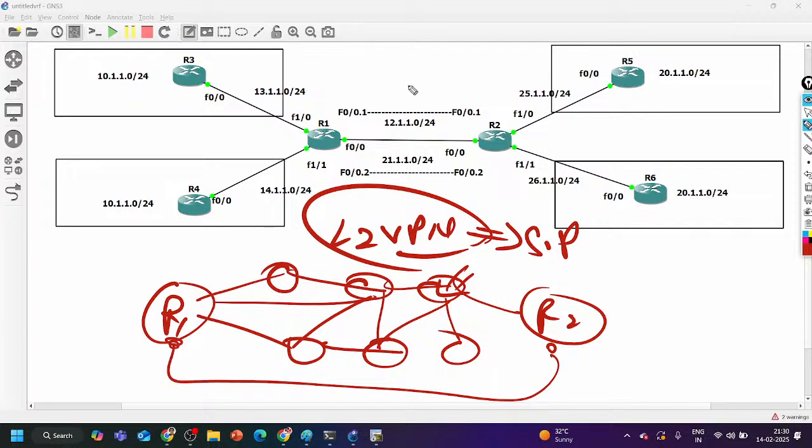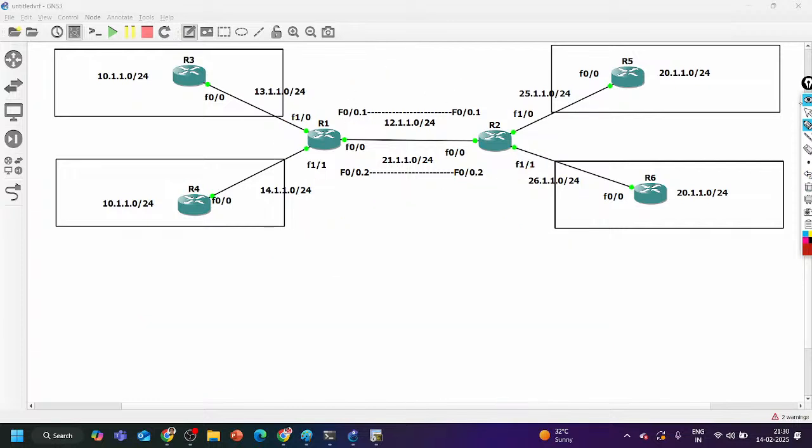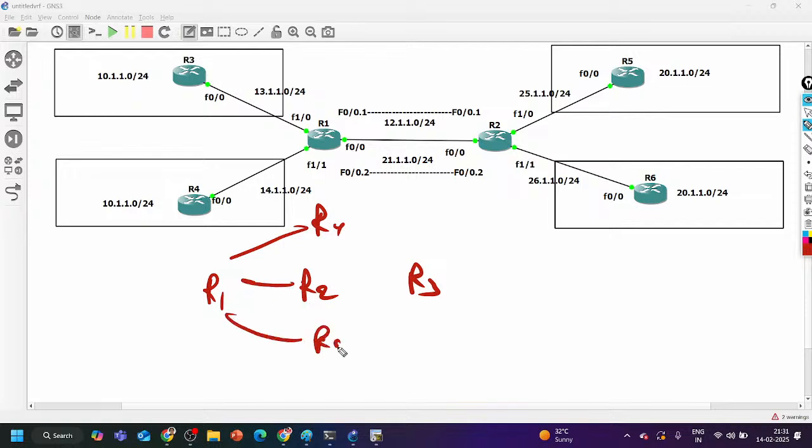In this case also we can configure VRF. But guys, what about our scenario which we have discussed in the BGP? R1, R2, R3, R4, R5. This is P. This is another P.